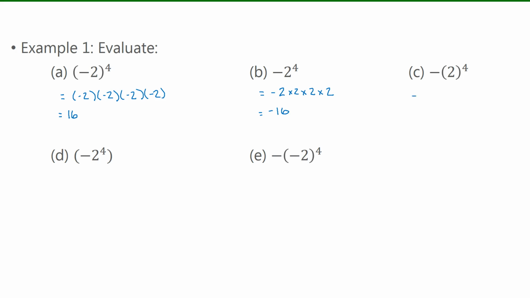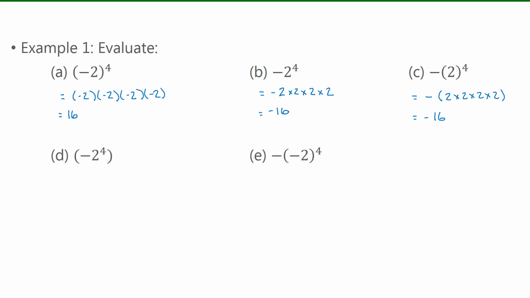Now in C, we have negative and then brackets 2 to the power 4. So what we have here is 2 multiplied by itself 4 times in brackets with the negative in the front. So 2 times 2 times 2 times 2 is 16, and the negative in the front means we get negative 16.